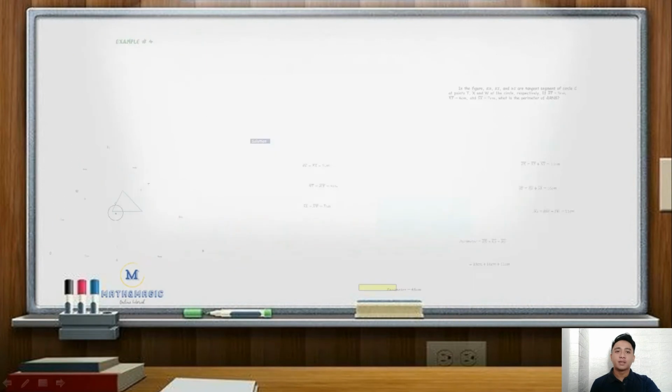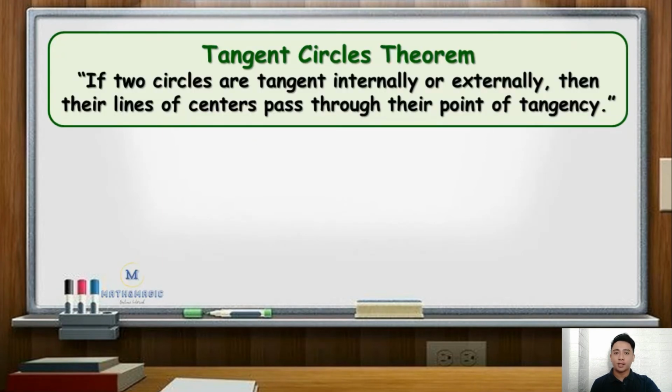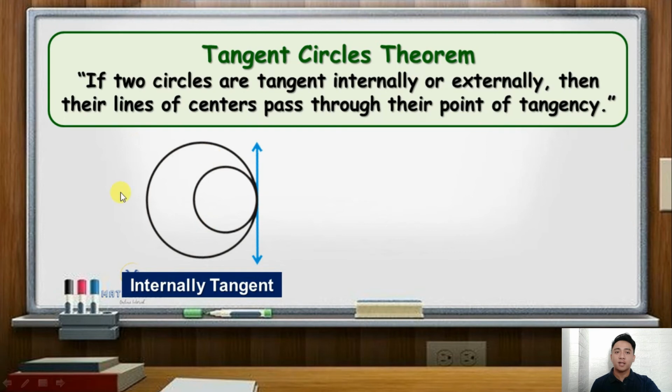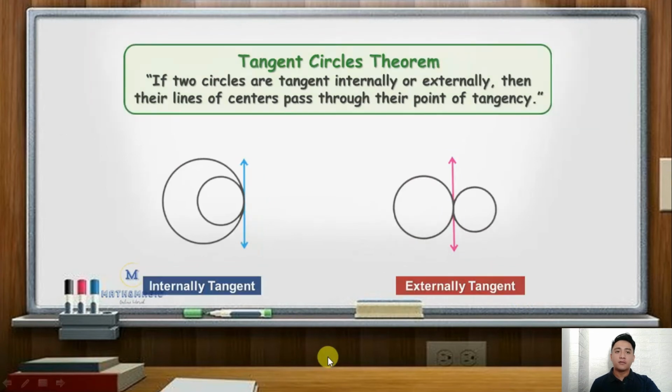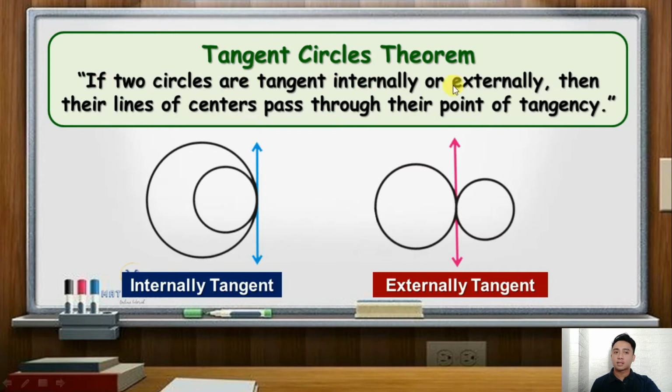For the last theorem, this specific theorem is formed when circles intersect each other at one point. Such circles are called tangent circles. And there are two possibilities for circles to be tangent to each other: internally tangent, just like this one, and externally tangent as shown in this illustration. Now this theorem states that if two circles are tangent internally or externally, then their lines of center pass through their point of tangency. To concretize your understanding of the concept, let's try to answer this example.